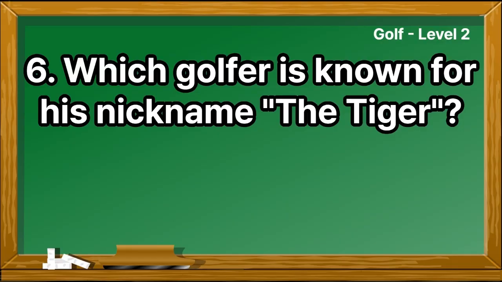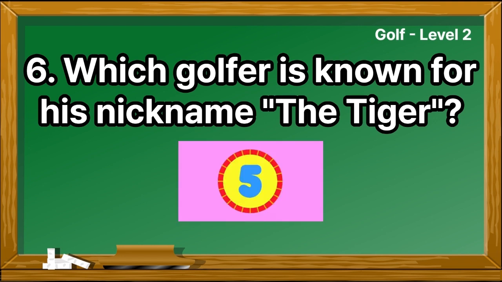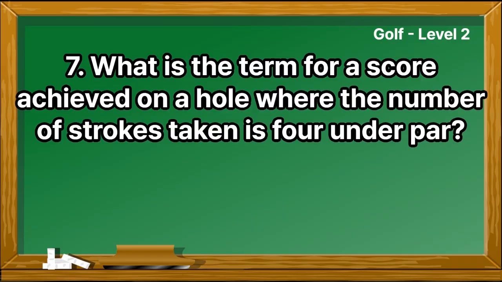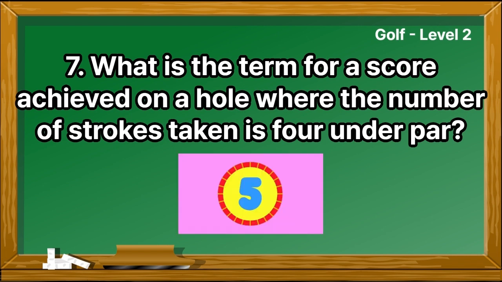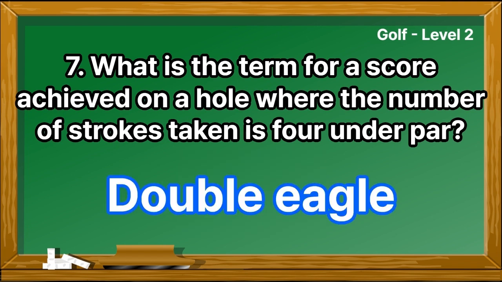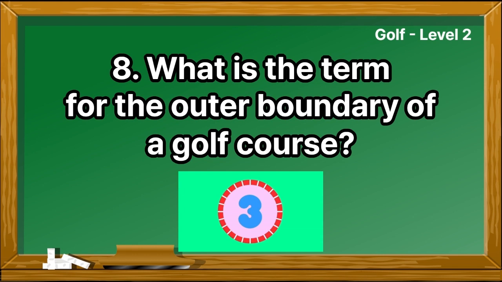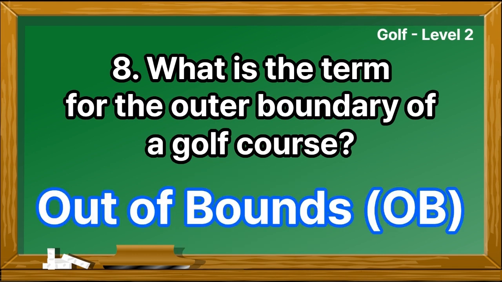Which golfer is known for his nickname, the Tiger? Tiger Woods. What is the term for a score achieved on a hole where the number of strokes taken is 4 under par? Double eagle. What is the term for the outer boundary of a golf course? Out of bounds.